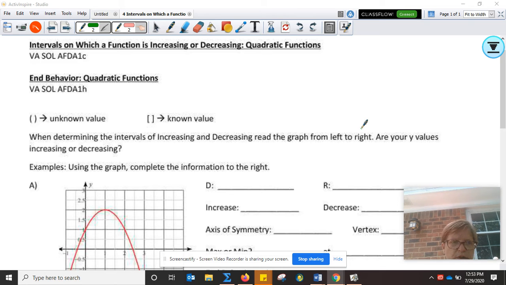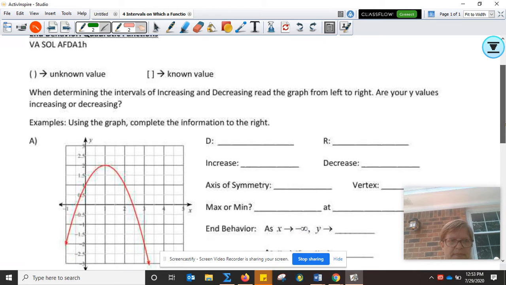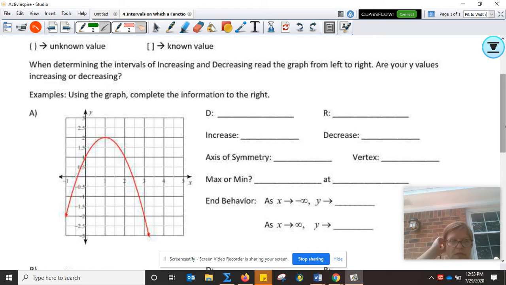Right, so in this section, we are going to do intervals on which a function is increasing or decreasing of quadratic functions, and end behavior of quadratic functions. All right, so let's do some of this. When you are doing intervals and you use parentheses, that's when it's an unknown value, for instance, an infinity, or an open circle. You're going to use brackets when it's a known value, a closed circle, or an ordered pair on the line.